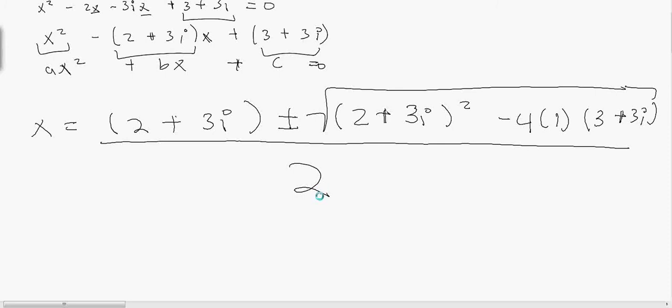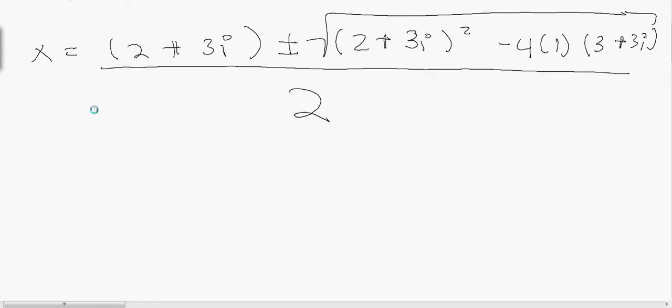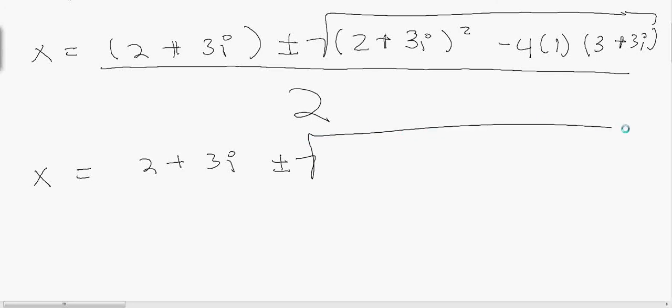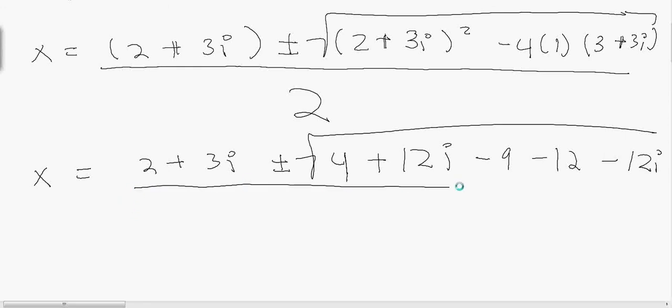Alright, you want to square this term, and then multiply 4 and distribute it to 3 and plus 3i, and then after you do that, you should get this. You should get 2 plus 3i plus minus the square root of 4 plus 12i minus 9 minus 12 minus 12i. And this is all over 2 still. Don't forget that.